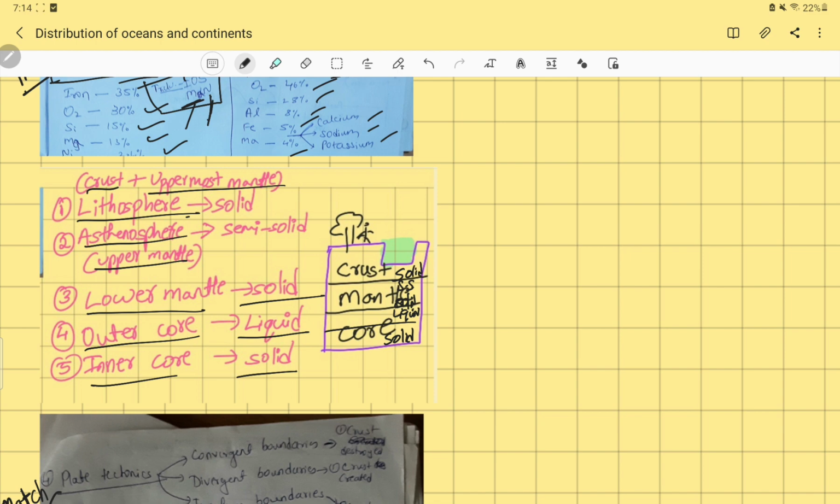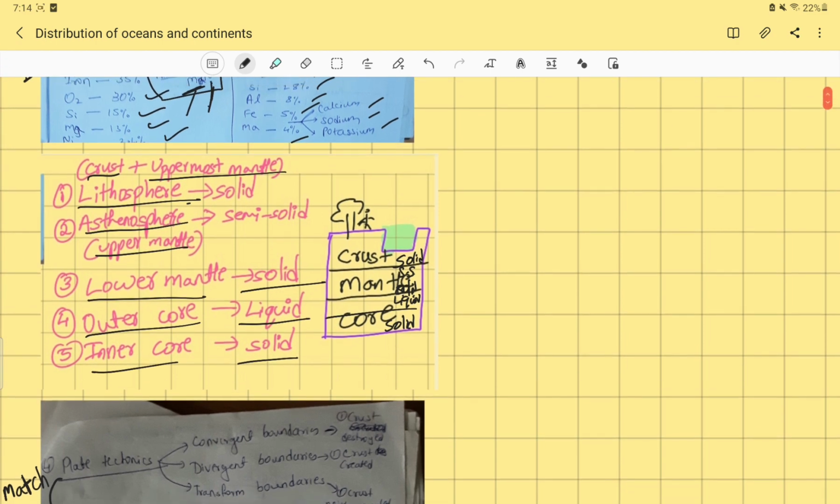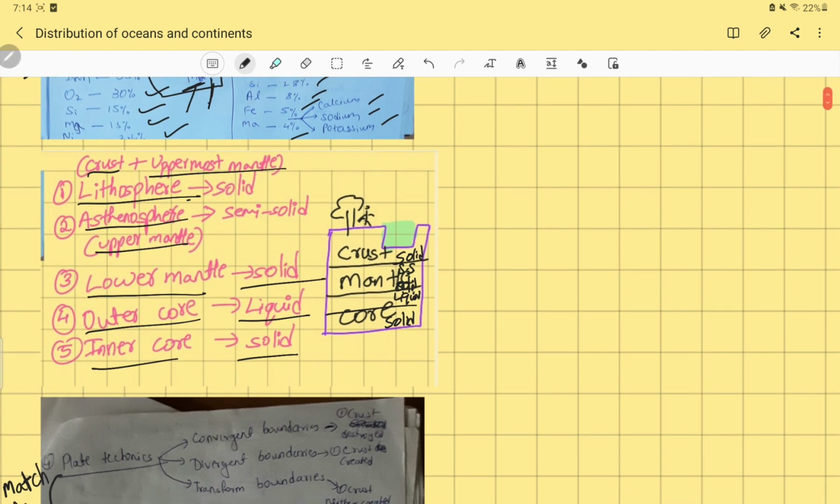This is one more thing which I felt is important to be covered. They may ask you whether the lower mantle is in a solid state or in a liquid state or semi-solid state. So it's in a solid state. That's one more thing you should remember.